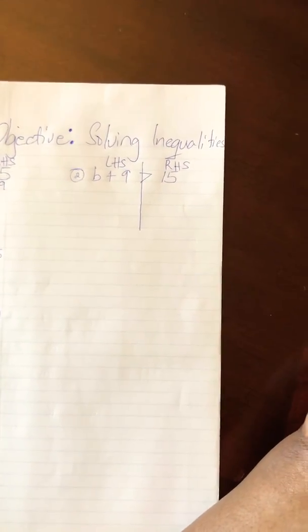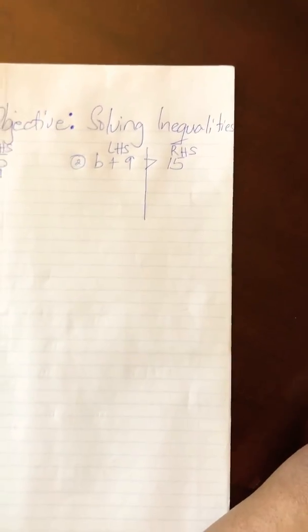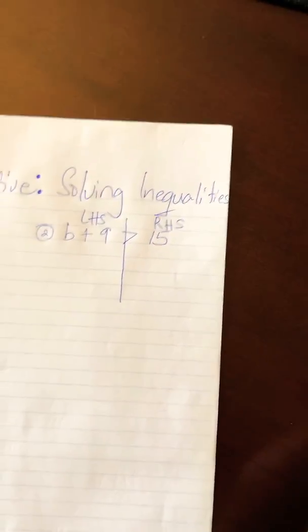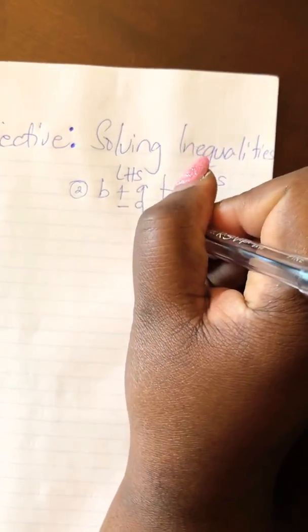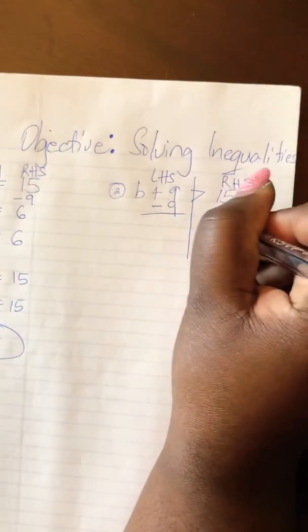We have to isolate our variable because we want to know what b is. This is an inequality, so b is not going to be one value. B is going to have a range or a solution set. It's going to have many solutions in this case. So now, we're again going to isolate our variable b by applying inverse operation. We have to subtract 9 because it's a positive 9. So we subtract 9, and we have to do that to both sides.